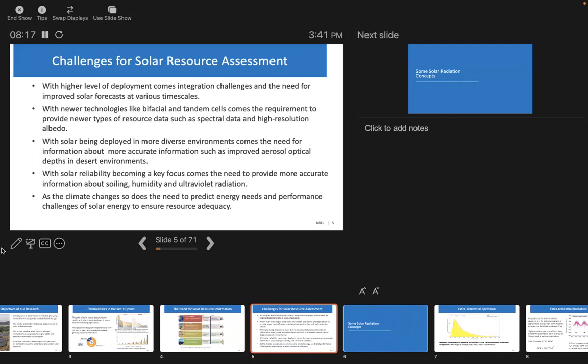New technologies are coming online. There's bifacial technology, where solar panels can receive radiation and generate from both sides of the panel. There are tandem cells, which are multi-layer cells. They require new types of data, such as spectral data and high-resolution albedo data, because you're using sunlight reflected from the surface. There's also the issue of solar being deployed in more diverse environments. It's being deployed all over the world, so there is always a need for different types of data.